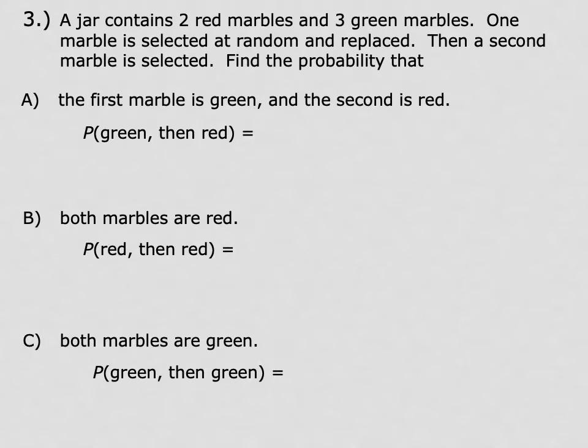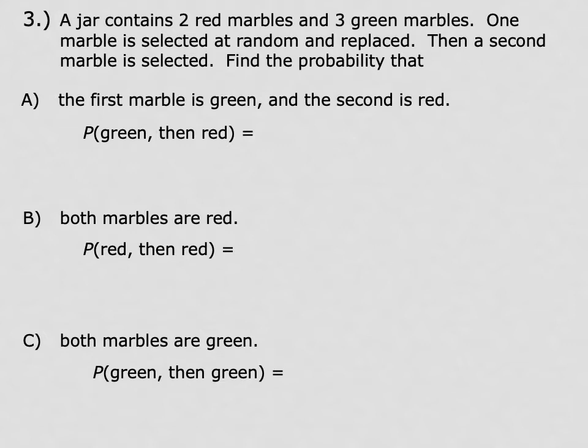Now on example 3, a jar contains 2 red marbles and 3 green marbles. One marble is selected at random and replaced. Then a second marble is selected. We're taking a marble out, but then I'm replacing that marble. Since I'm replacing that marble, this is what makes these independent events, because what I pull out from the jar on the first pull isn't going to affect the second one. I put whatever I got back, so I still have the same sample space.